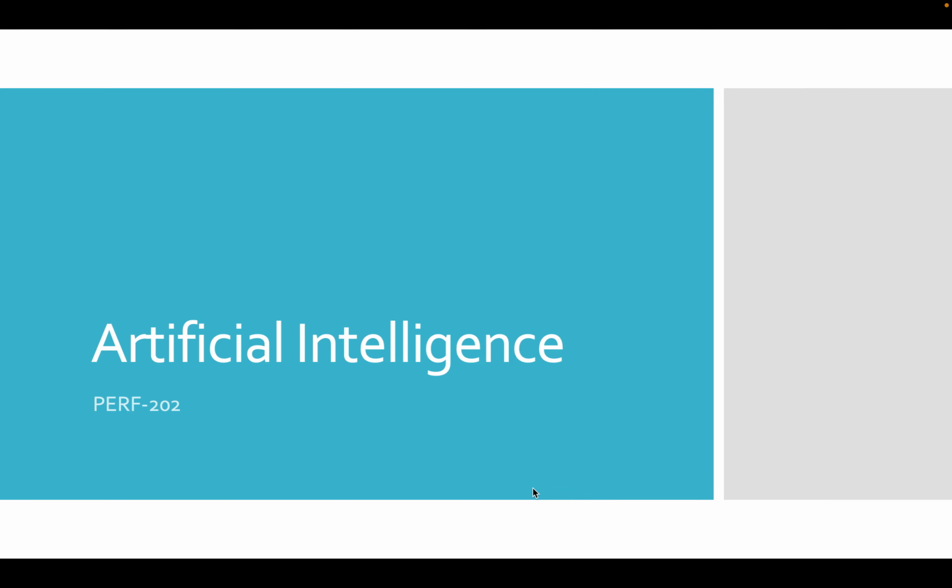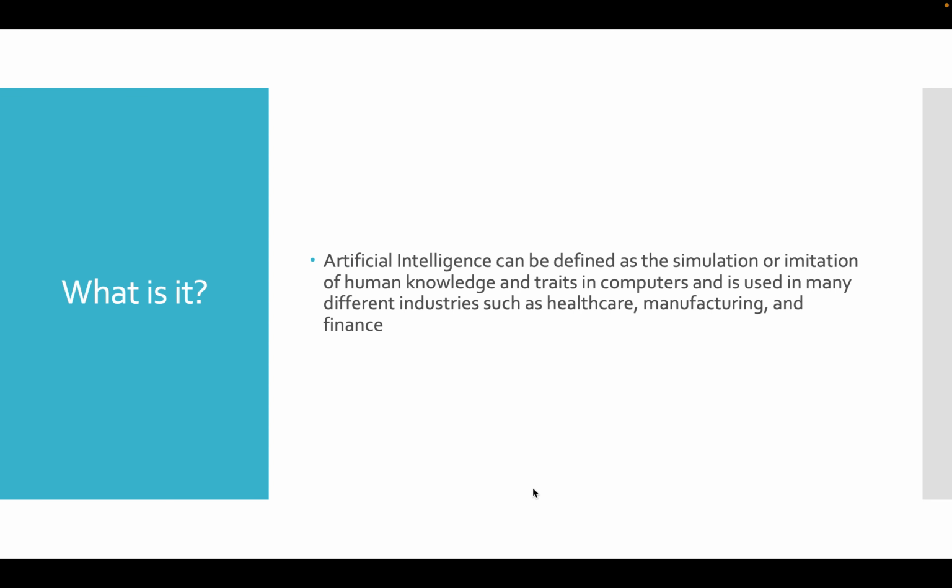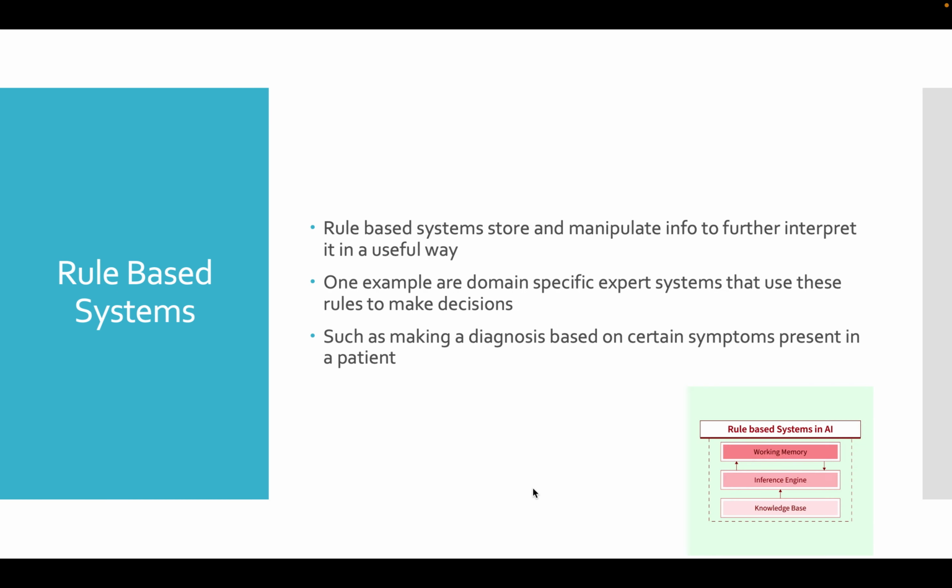Performance 202. So what exactly is artificial intelligence? Let's discuss it real quick. Artificial intelligence can be defined as the simulation or imitation of human knowledge and traits in computers, and it is used in many different industries, such as healthcare and manufacturing and finance.